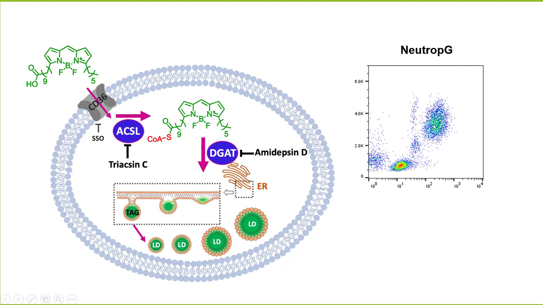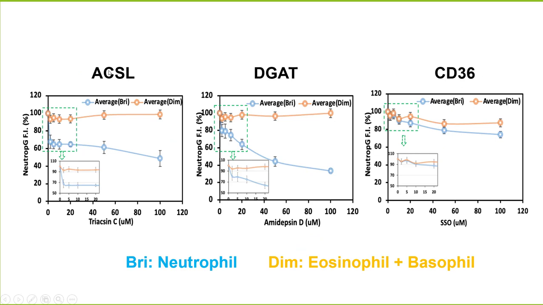And here we tried to add inhibitors for this, then see how the staining pattern is changed. Here, this is a bright population of neutrophil, and this is a mixture of eosinophil and basophil. Now we added those inhibitors for these three players, and you can see here, the blue one is neutrophil. By adding the inhibitor, the neutrophil pattern is reduced. DGAT, same thing. And eosinophil and basophil are not changing. That means these enzymes are only important in neutrophil, not here.